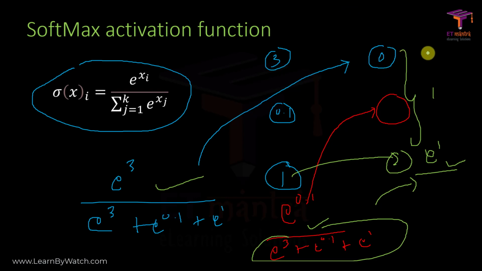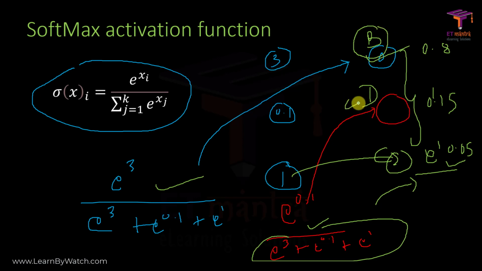Suppose the first one comes out to be around 0.8, this one 0.15, and the last one is 0.05. Then we'll choose this label, and suppose this label corresponds to bird, this dog and this cat, then our model will predict that this is a bird. Similarly, if dog is the maximum one, then our model will predict that it is a dog, and similarly for cat.